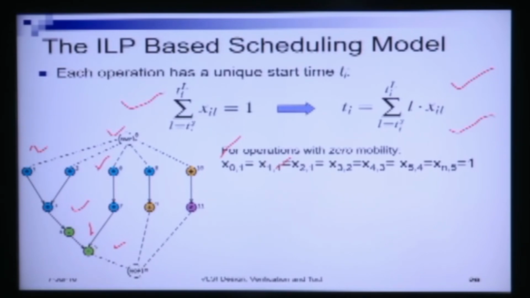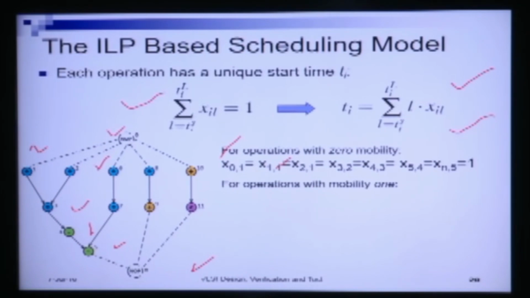The second operation should also be scheduled in time step 1, and hence x21 equals 1. x32 equals 1. Why? Because the third operation should only be scheduled in time step 2 and nowhere else. Why is x43 equal to 1? Because the fourth operation similarly should only be scheduled in time step 3. Similarly, x54 equals 1 and x_n5, which is the last operation, should be 1, because the start time of the sink node should be the 5th time step, because the schedule should complete in 4.